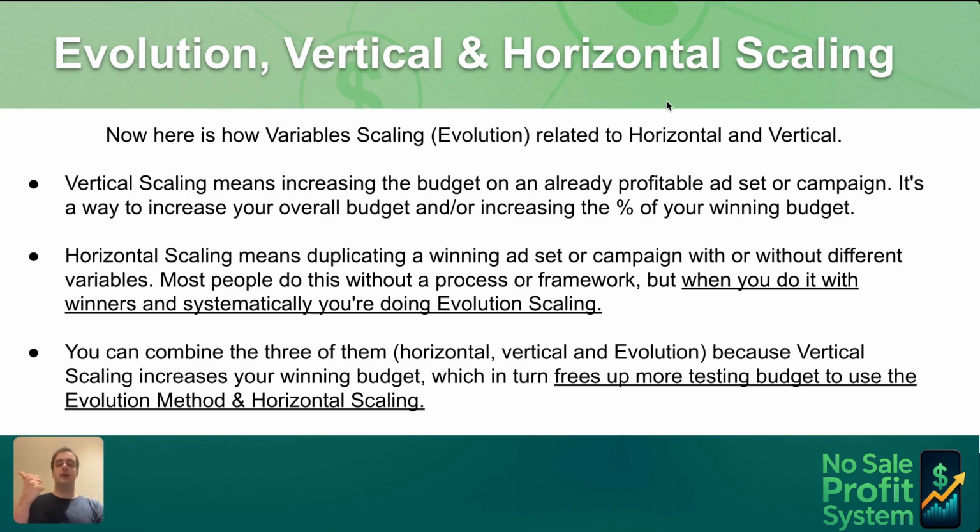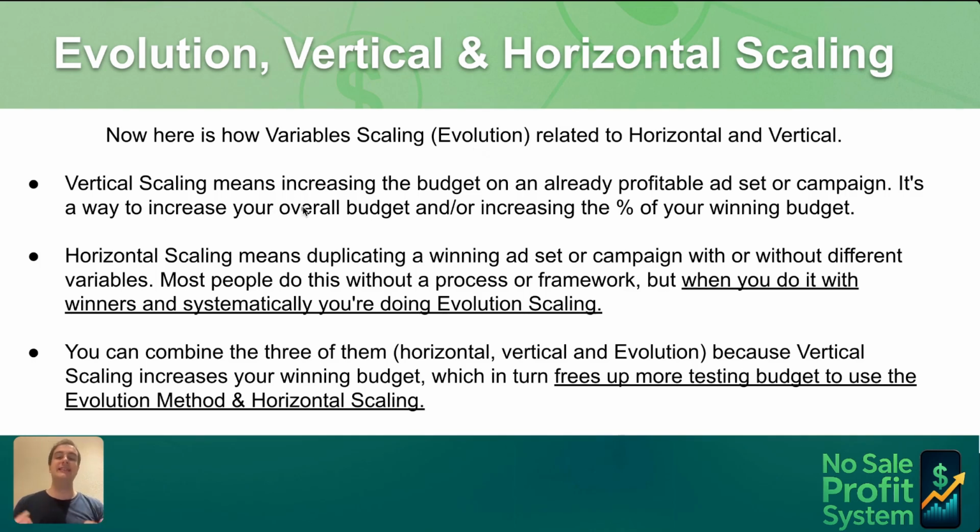Vertical scaling is the first way of scaling your winners. And when we're talking about scaling, it's always talking about the winners. If you don't have winners yet, you need to make sure you're always testing completely new ads and pausing your losing ones, as we saw in the $1 million testing protocol. But now we're in the scaling protocol. So vertical scaling is increasing the budget on an already profitable ad set or campaign. By definition, you can't scale your budget in an ad because the budget is always in an ad set, which is called ABO, or a campaign, which is called CBO. So this is just a way to increase your overall budget or increase the percentage of your winning budget.